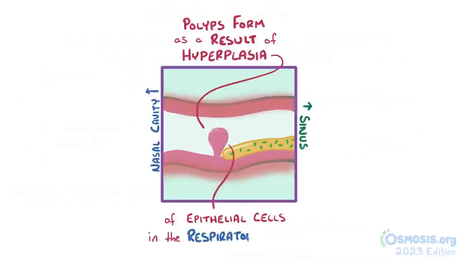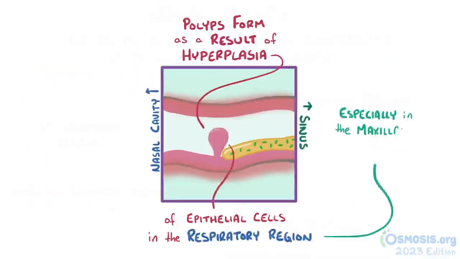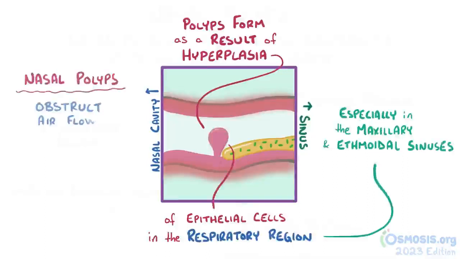cells that line the respiratory region, especially in the maxillary and ethmoidal sinuses. Their growth obstructs airflow through the nasal cavity and prevents sinus mucus from draining normally. They're treated with steroids or sometimes surgery, but have a high likelihood of coming back.